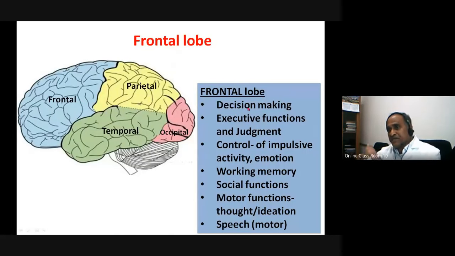I just repeat: decision making, executive functions, judgment, the control of impulsive and emotional activity, the working memory, the social behavior and social functions, the motor functions, the generation of the thought and ideation for the motor actions, and the speech, the motor component. That is about the frontal lobe.